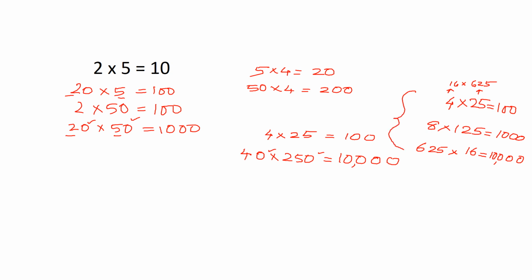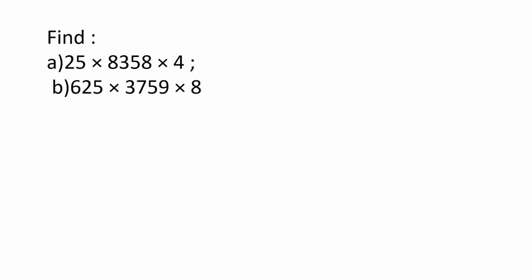Only these numbers extra will be coming for you. When you see these numbers, you should know. The questions will come like that. When these numbers come, you should know that it is 100, 1000, 10,000, etc. Let us look at these numbers.